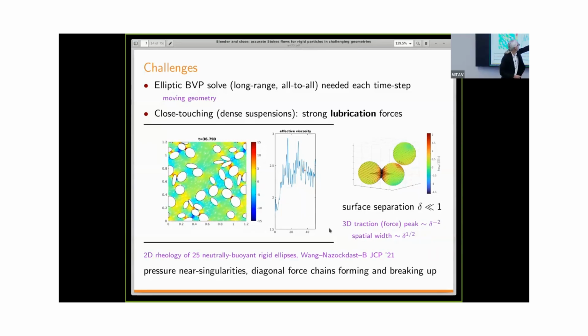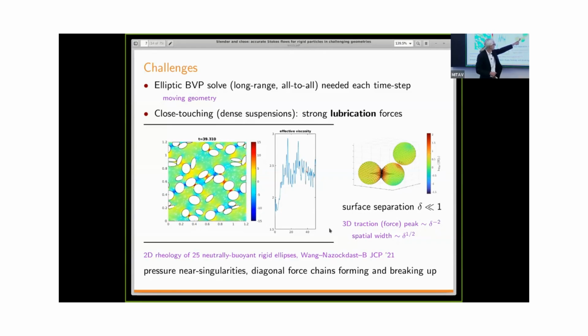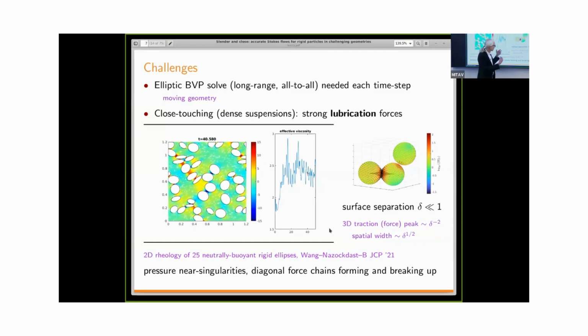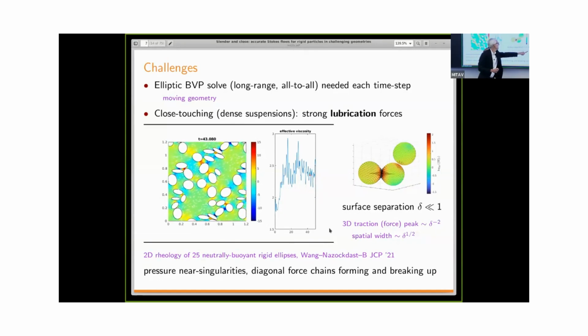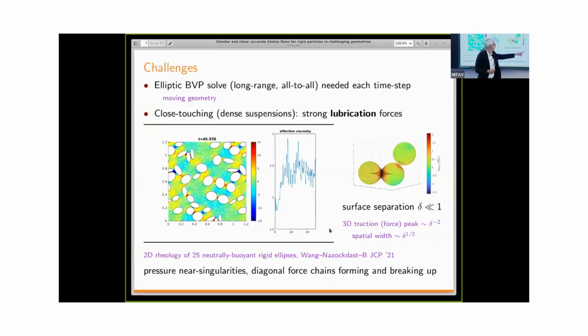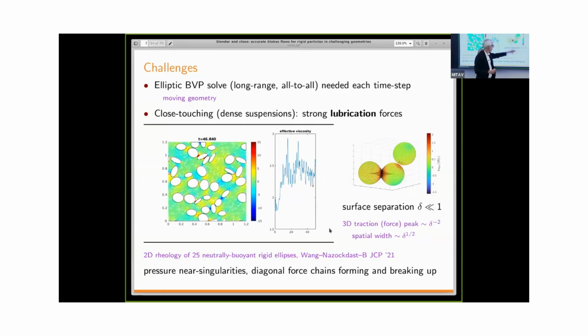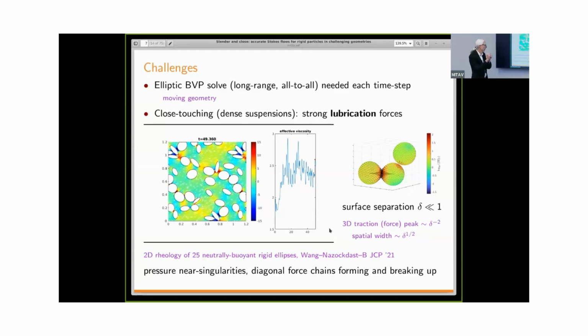In 3D, a picture of what's going on locally is that there's this force density, the traction, and when you have objects getting very close to a separation of delta, the peak in the force becomes 1/delta squared. It's very large. And the width of this peak shrinks like the square root of delta. So that's the nature of the singularity that makes it hard.